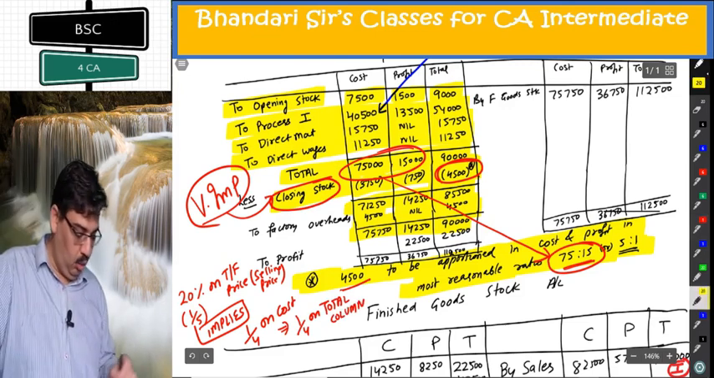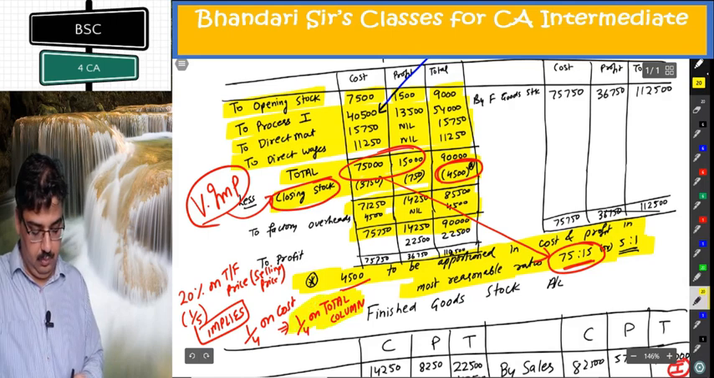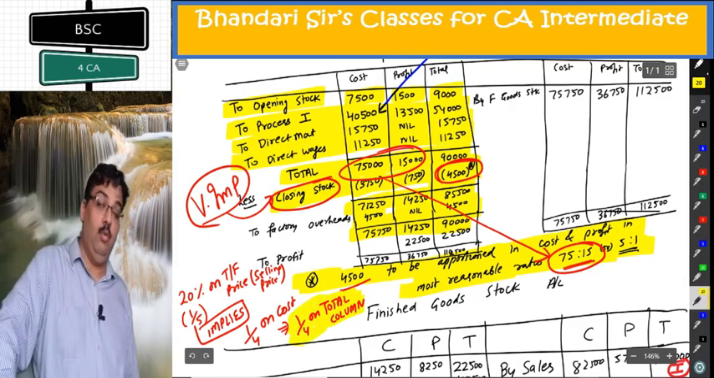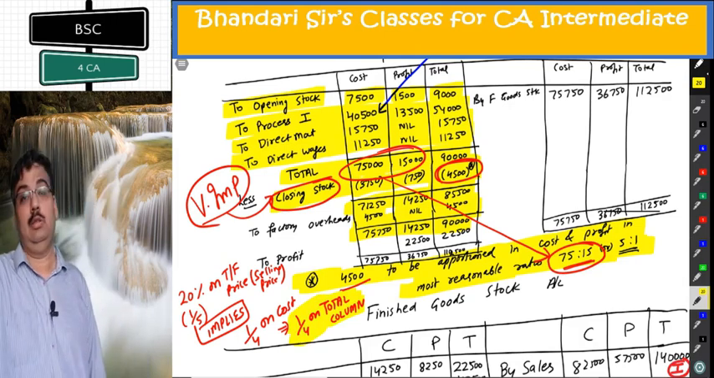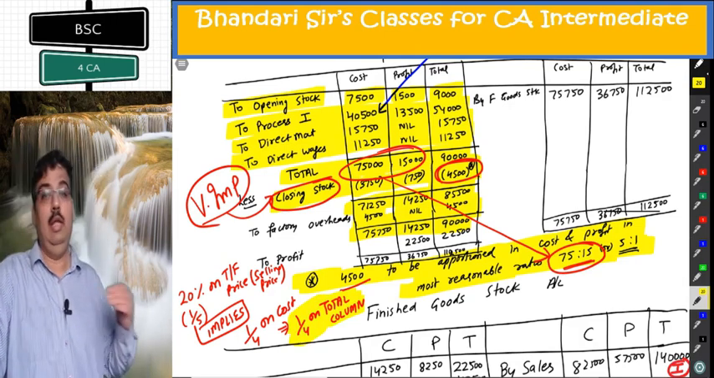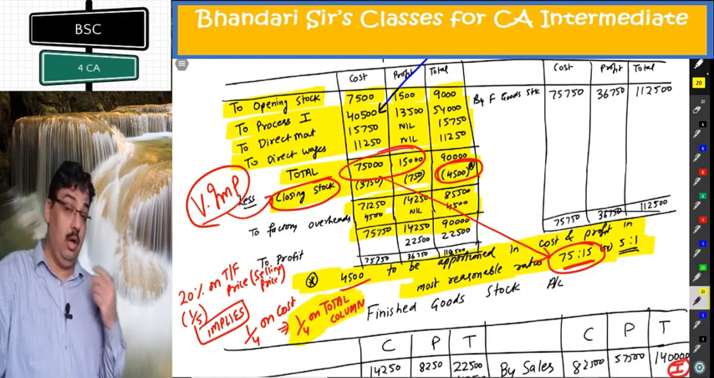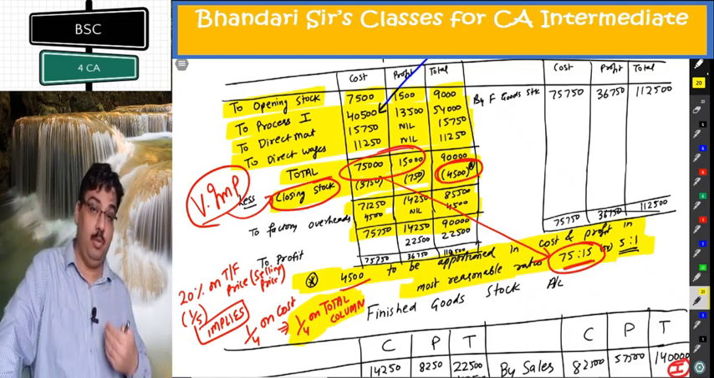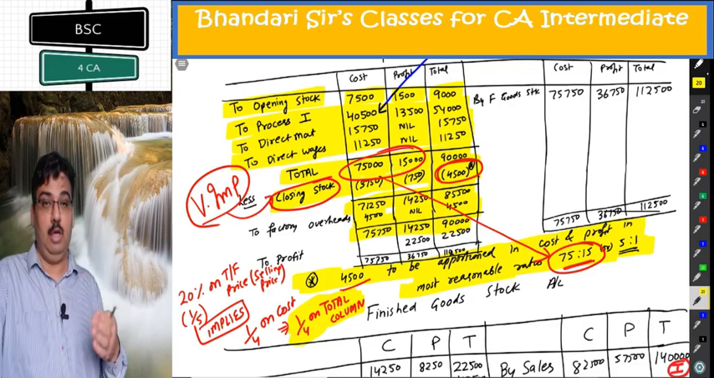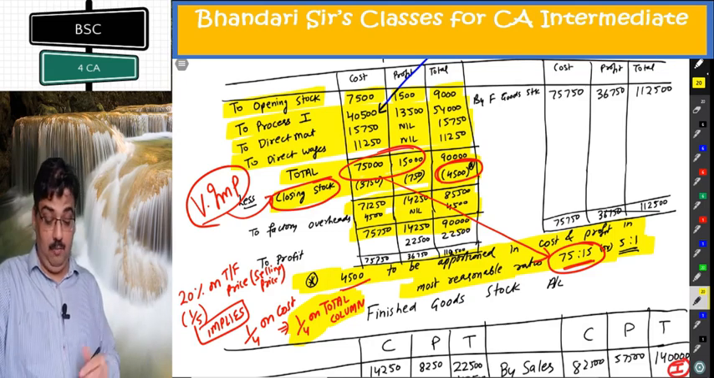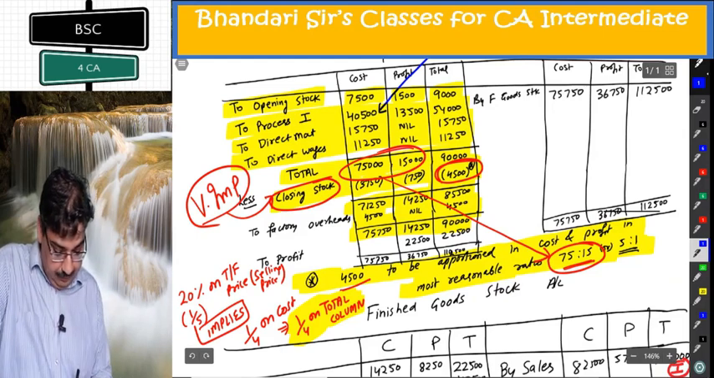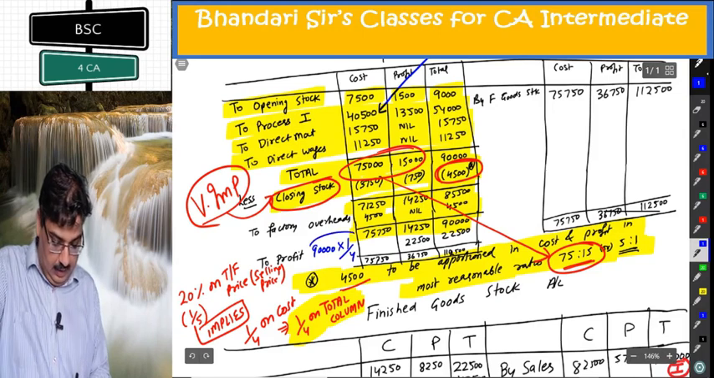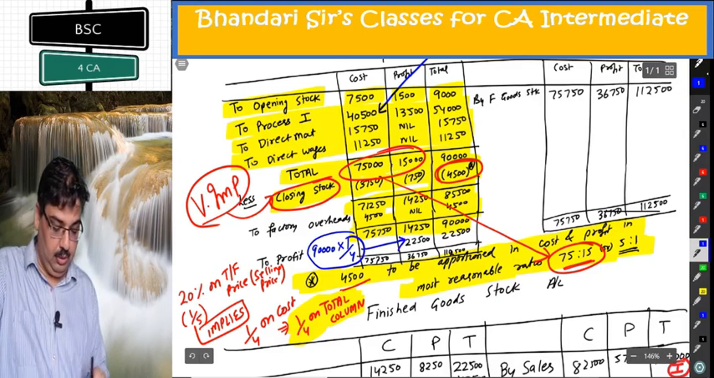Here students do wrong. What they do? They do 1/4 of cost column. Cost column is not process cost. Cost column is only company cost, which does not include profit charged by process 1 to process 2. You want to charge profit on that also. So total column 1/4. This is what I am getting. 90,000 into 1/4 is 22,500.